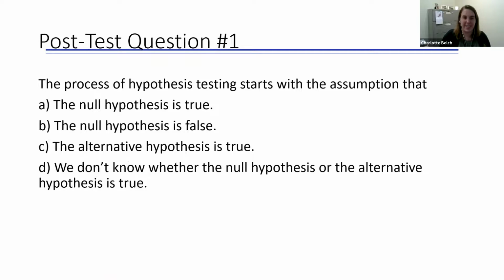So the first question is, the process of hypothesis testing starts with the assumption that the null hypothesis is true, the null hypothesis is false, the alternative hypothesis is true, or we don't know whether the null hypothesis or alternative hypothesis is true.